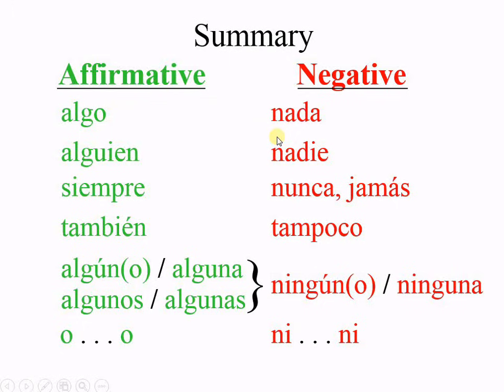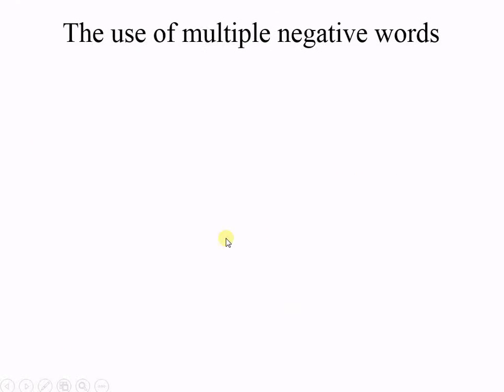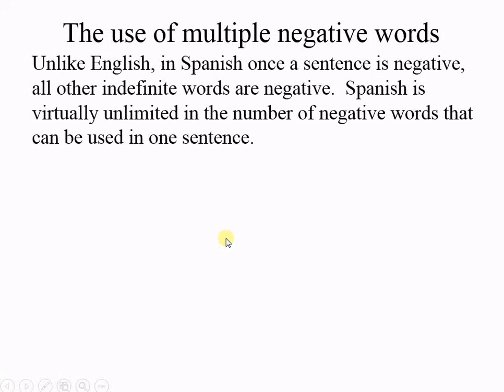Algo, nada. Alguien, nadie. Siempre, nunca or jamás. También, tampoco. Algún, alguno, alguna. Algunos, algunas. Ningún, ninguno o ninguna. O, ni.